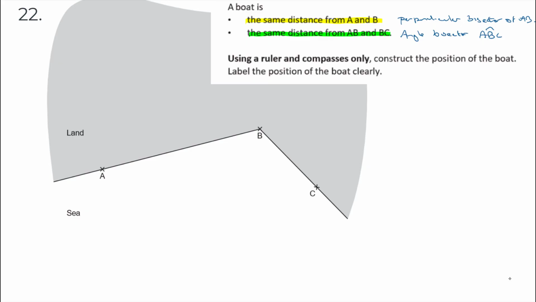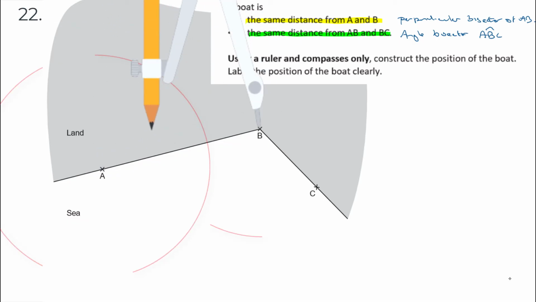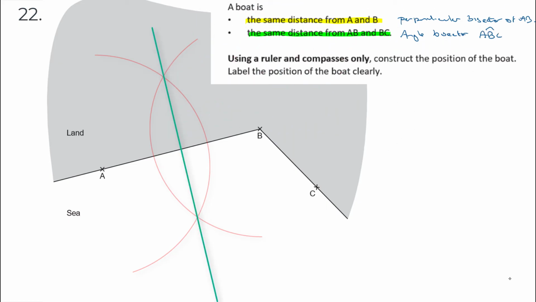Okay, so first off, to draw a perpendicular bisector of A and B, we're going to draw 2 arcs of the same aperture, one centered on A and one centered on B. That's going to give us 2 points of intersection, and we can then join those up with a straight line with our ruler. So our boat needs to be somewhere along that line. Obviously, it's not going to be on the land, in the grey bit. It's going to be in the white bit, the sea part. Okay, so it's somewhere along that line.